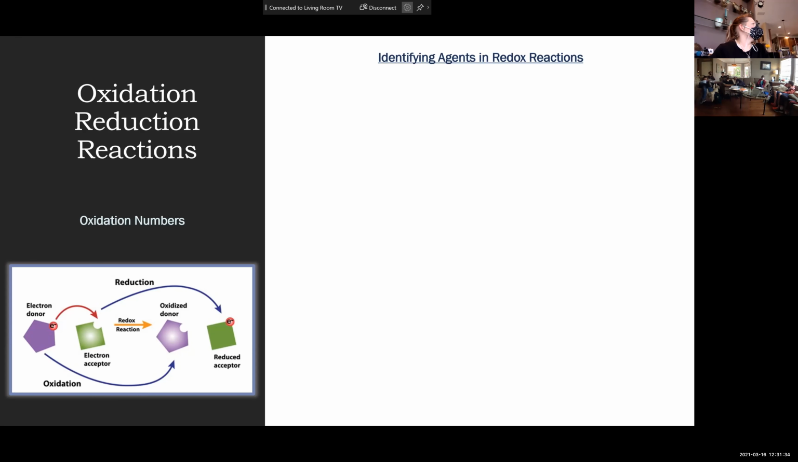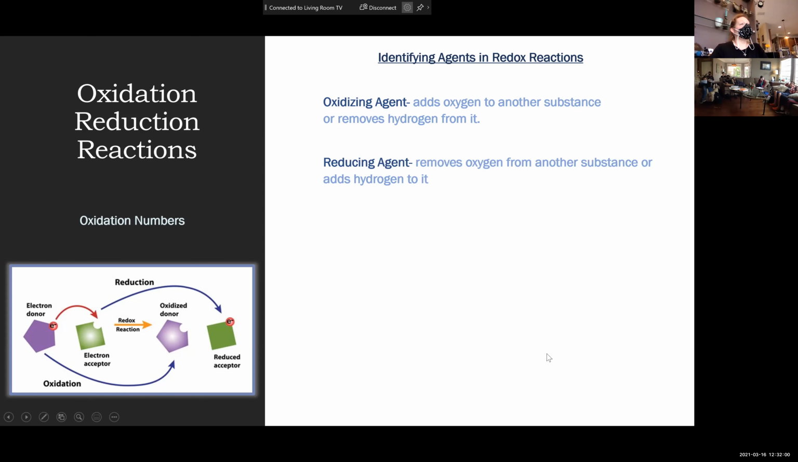Identifying your redox agents. You good back there, Cole? Everybody's here. Okay. Identifying agents in redox reactions. Your oxidizing agent is the one that we used to say adds oxygen, but it doesn't always add oxygen, so we can say it removes hydrogen. If it's oxidizing something, it's removing hydrogen, which means it's removing electrons. Your reducing agent, we used to say removes oxygen, but now we say adds hydrogen. Is this confusing or what? Reducing, adding, removing, adding.